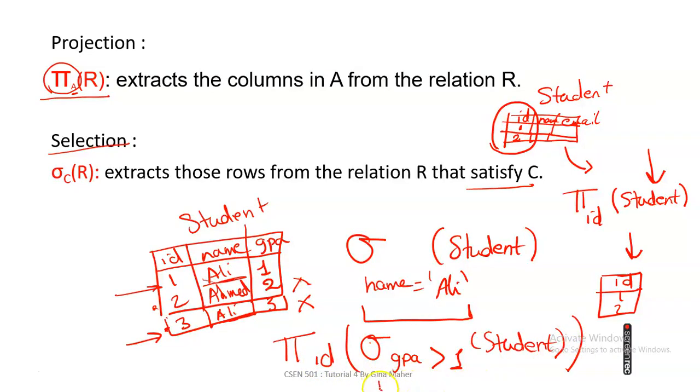So this query will get us the two rows of the students who have GPA greater than 1, which are these two tuples. Afterwards, we want to get only the ID, not the whole row. So we are going to project on this relation, which is the output from this one, and get the IDs only, which will be 2 and 3.